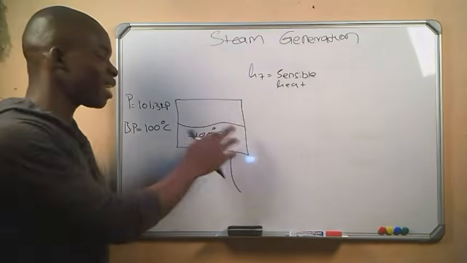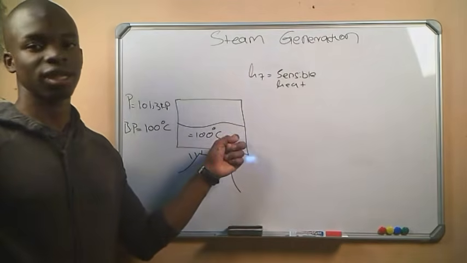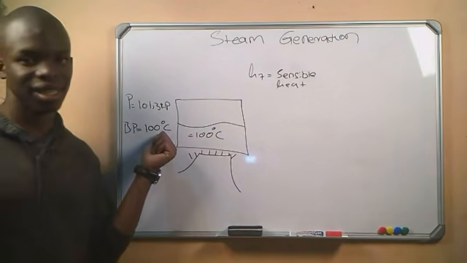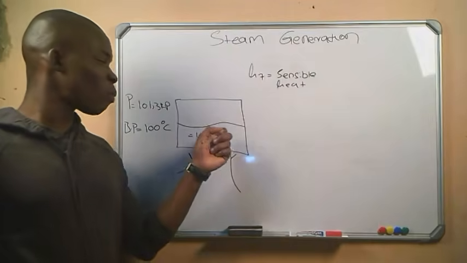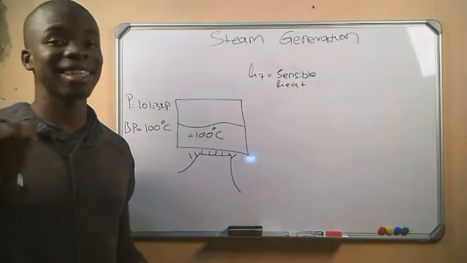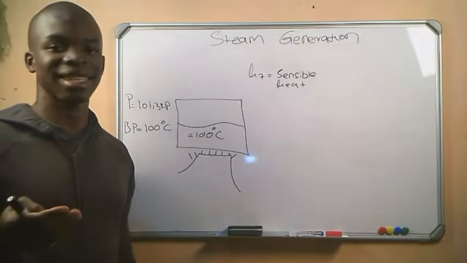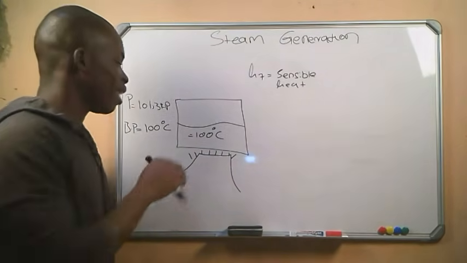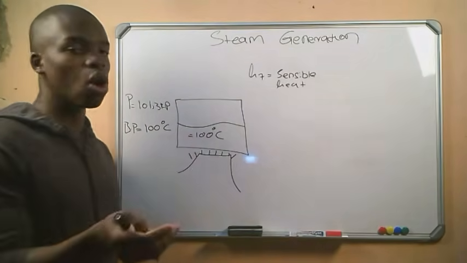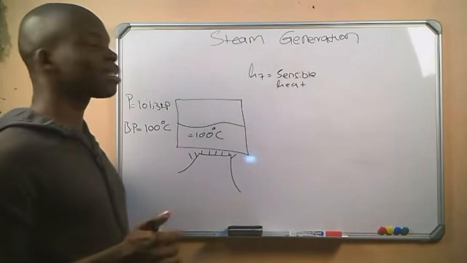The heat that will now be added to this water will no longer be used to increase the temperature of this water, because the water has reached its saturation temperature, which is 100 degrees Celsius. The heat that is now added to this water will be used to turn this water into steam. So now the temperature is no longer increasing, but heat is being added. This heat is used to turn the water into steam, no longer to raise the temperature of the steam.